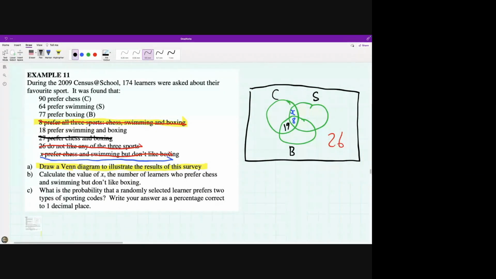So notice how I did that, hey? I didn't say it's 27. I said 27 minus 8 because the 8 is already in chess and boxing. 18 prefers swimming and boxing, but now remember, I've already got 8 over here, so then this has to be 10. 77 prefer boxing. Well, now this whole thing is 77, so I go 77 minus 19 minus 8 minus 10, and I've got 40.